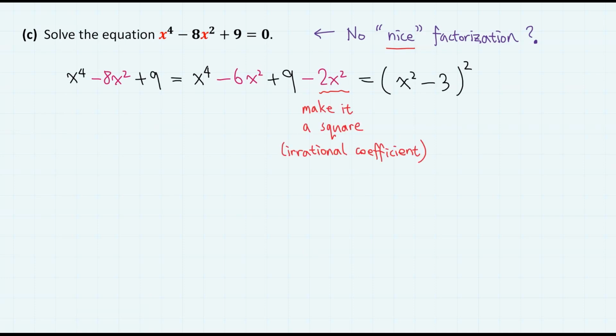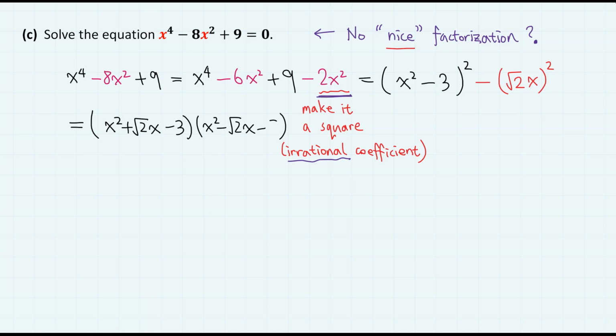However, when it comes to solving equations, we can still factor the left-hand side by forcibly making this last term a square by introducing irrational coefficients. When it comes to factorization, the coefficients are conventionally limited to rational numbers, but we are trying to solve the equation here, hence the situation is a bit different. So in order to apply the square minus square formula, we write the last term as the square of square root of 2 x. This gives x² plus square root of 2 x minus 3 times x² minus square root of 2 x minus 3.